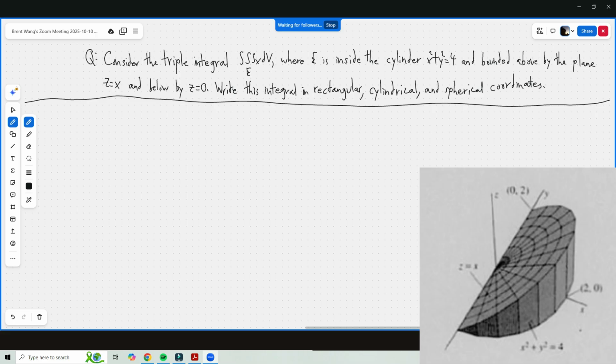Alright, so I have a second example here. This time I've attached what the region looks like on the side. So let's consider the triple integral over E of x dV, where E is inside the cylinder x squared plus y squared equals 4, bounded above by the plane z equals x and below by z equals 0. Let's write this integral in rectangular or Cartesian, cylindrical, and spherical coordinates. So let's start off with the Cartesian.